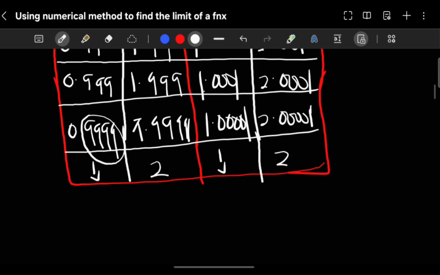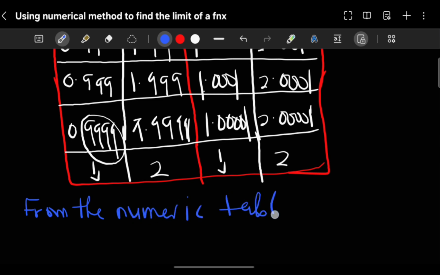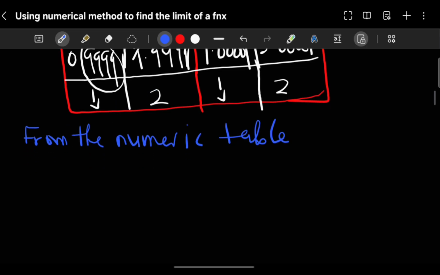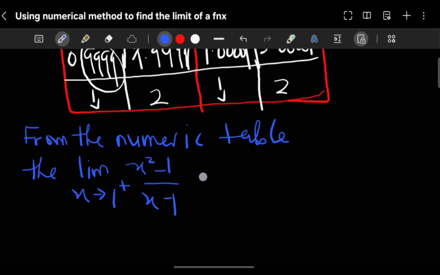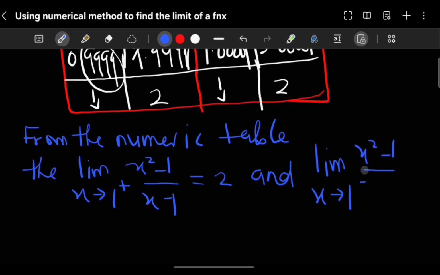So how are we going to conclude on this? This is what we're going to write, that from the numeric table, the limit as x approaches 1 from the right hand side of x squared minus 1 divided by x minus 1 is equal to 2, and the limit as x approaches 1 from the left-hand side of x squared minus 1 all over x minus 1 is also equal to 2.